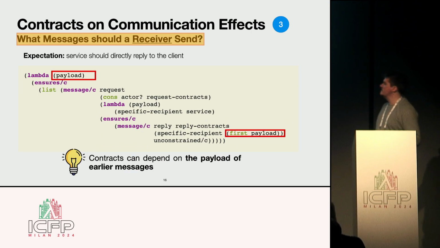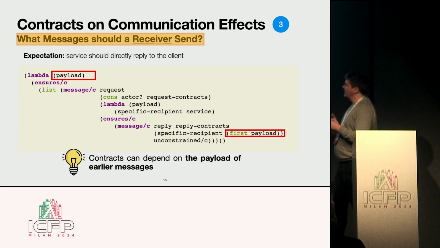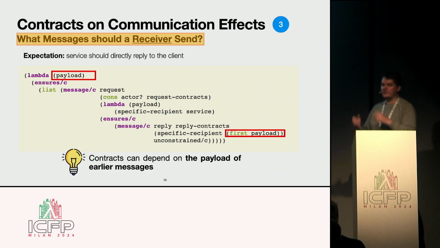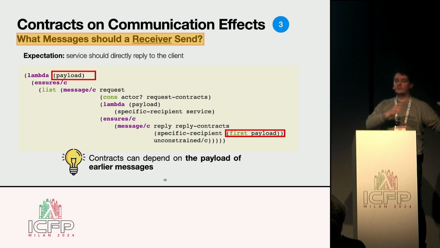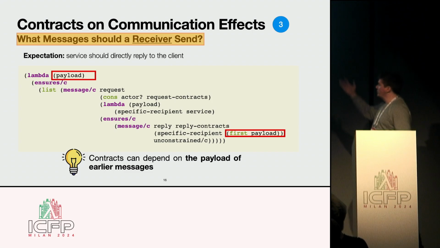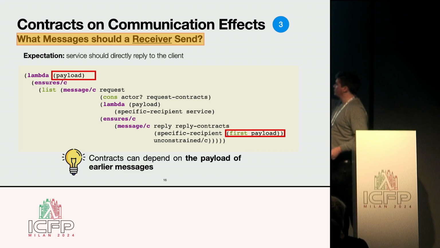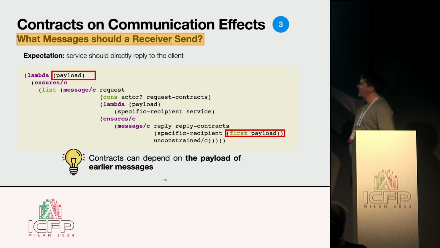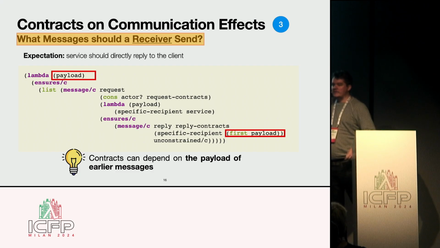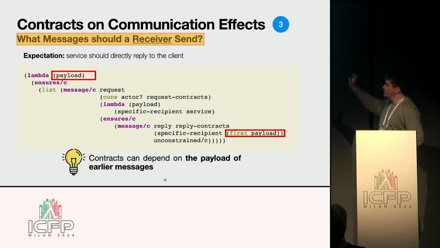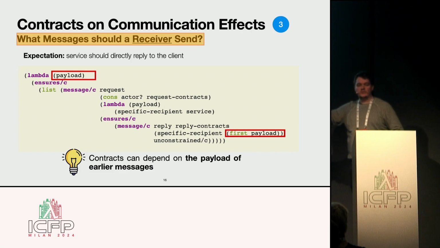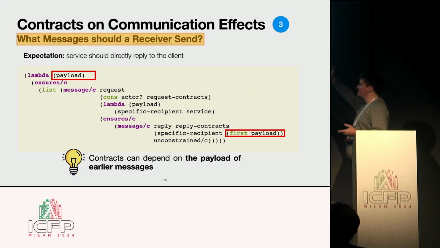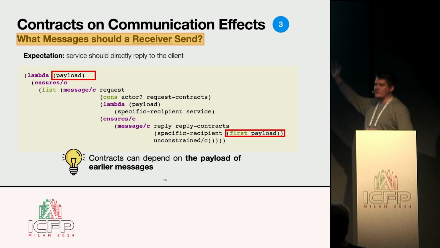And what's interesting here is that we can have dependencies on the payload of messages that were earlier in this communication chain. For example, here we say that the receiver of this reply message should be equal to the first value of my original payload. And if you recall from the introduction, the first message in its payload contains this actor reference to the client actor. So now we have indeed specified that the service should reply directly back to the client.